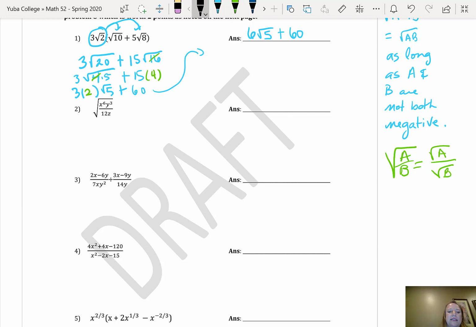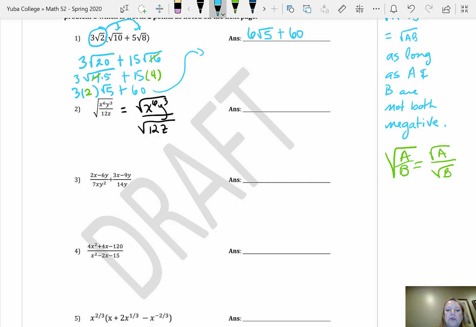Okay, so looking at this, I notice that this is the same thing as the square root of x to the 6th, y cubed, all over the square root of 12z. So in the directions, it told me that I needed to rationalize my denominator. So I want to get rid of the radical in the denominator. I can start working on that now, or I noticed that there is a factor of 12 that I can pull out. And I also notice in my numerator that I can break this down.